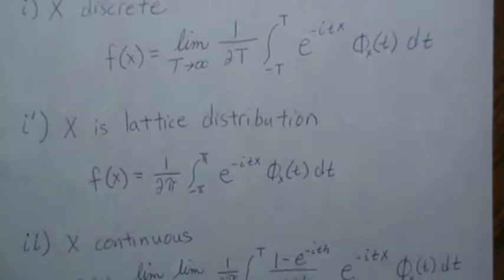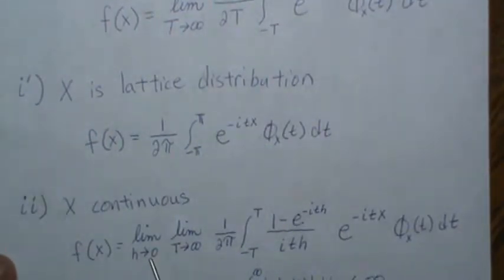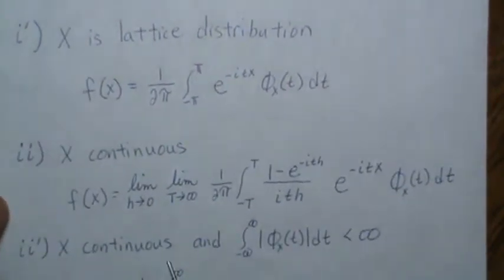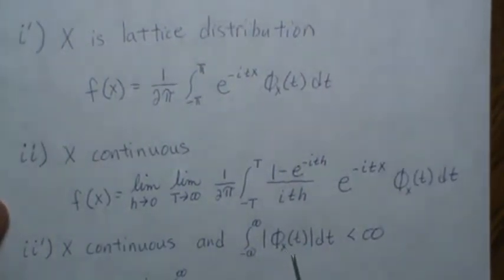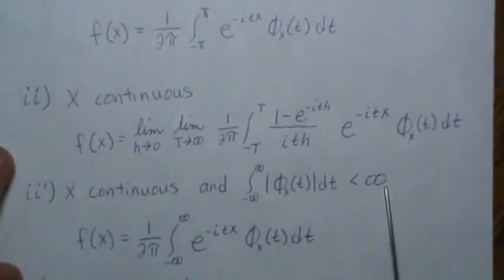If it's continuous, and that's all we know, then this is the formula. As h goes to 0 and t goes to infinity, it's this integral. So you plug in the characteristic function that we know, and we get the PDF back. But if we know it's continuous and that the absolute value of the characteristic function is integrable, then it simplifies to this function here.